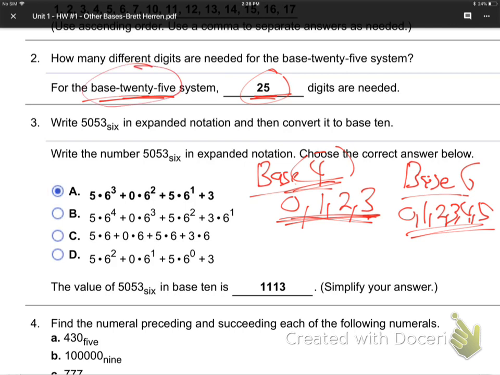So in base 25, you need 25. In base 4, you need 4. In base 6, you need 6. In base 25, you need 25. They're making sure you got that idea.